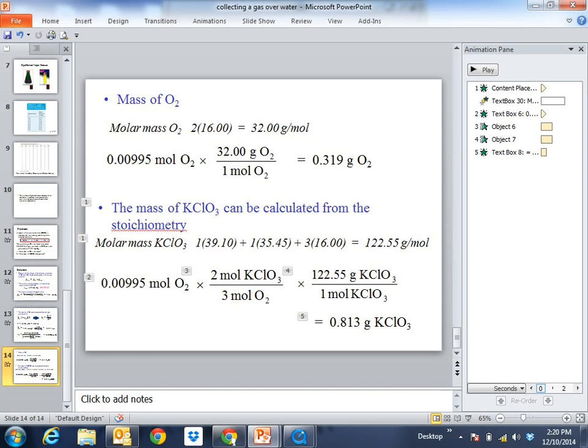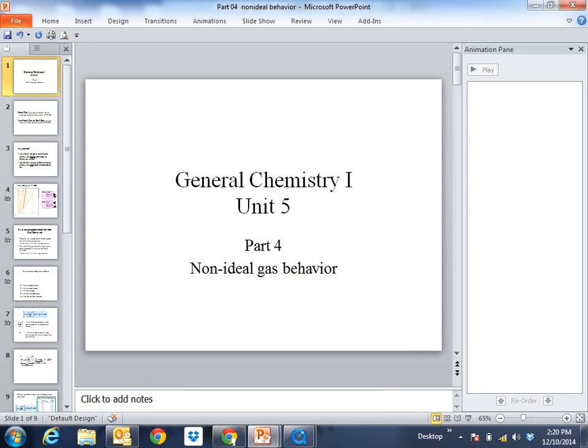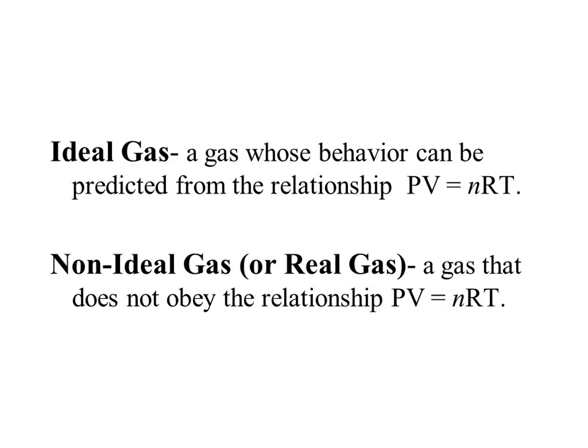One last thing to cover. PV equals nRT is called the ideal gas law equation. But what if the gases are not behaving ideally? That's exactly what we're going to talk about: non-ideal gas behavior, and how P, V, n, and T are related to each other. If somebody says the gas is behaving ideally, then it can follow PV equals nRT.